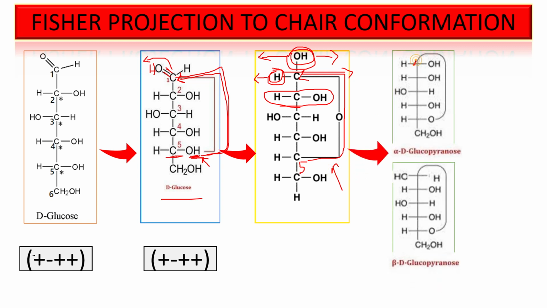So this one is the first carbon, here this one is also the first carbon, this one is the first carbon, this one is the first carbon. So here in the first carbon, the OH group is present on the right side, here this OH is present on the right side, so that will be called alpha D glucose, and if the OH group is present on the left side then we will call it beta glucose. So which conformation will we call alpha and which conformation will we call beta?